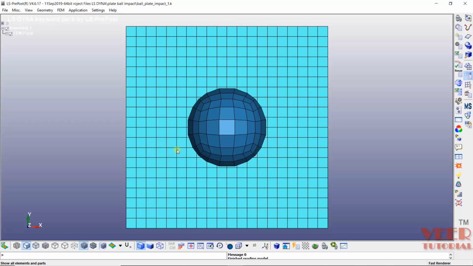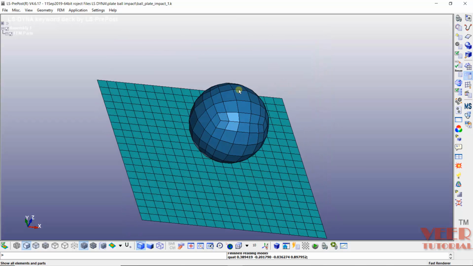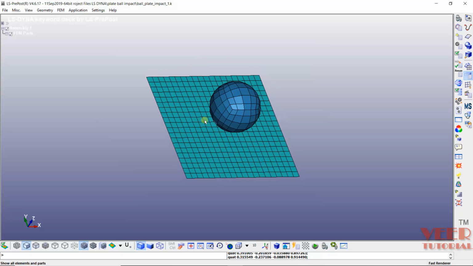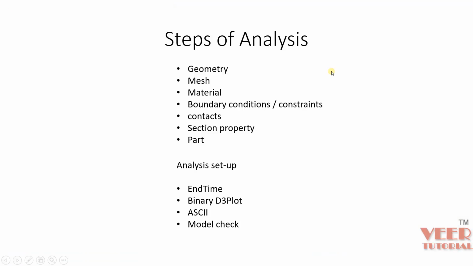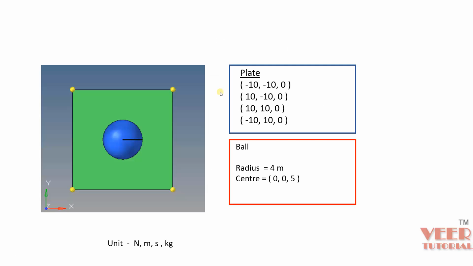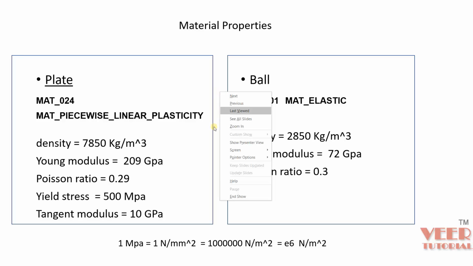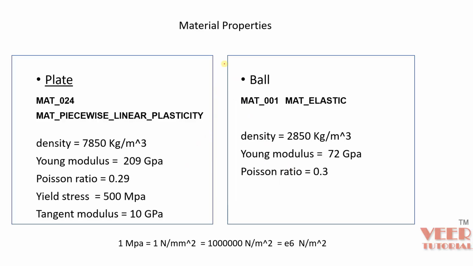In this file we can see we have created the mesh. If we go to these steps, we have created geometry and then mesh. After that we need to define the material properties. Here we have defined the material like this: the plate and the ball. For the plate, we are going to use this material card, that is MAT 024, MAT piecewise linear plasticity.